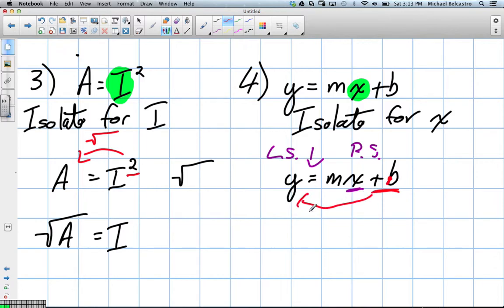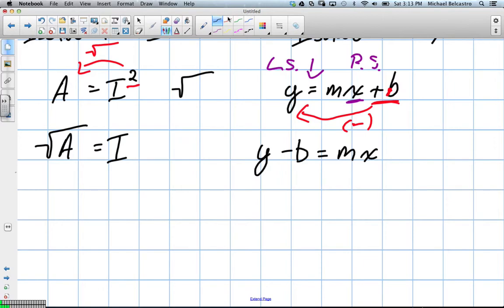When we move the b over, what operation will we use? Subtraction. That's right. So step 1 will be y subtract b is equal to mx. Is the x by itself? No. We still have to move the m over. What operation is between these? M times x. That's right. So how do we move the m to the other side? You would divide it, so y minus b divided by m is equal to x. Exactly.